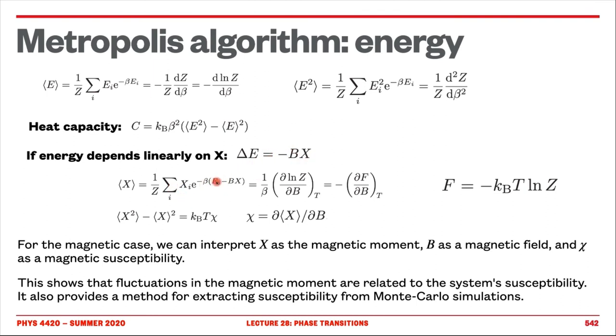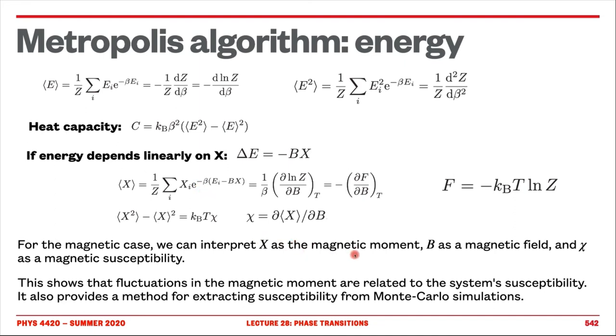So we have the energy we had before corrected by BX. And one more time, we can use the formulation that we have from the partition function. And we see that this particular term is equal to the derivative of the Helmholtz free energy that we calculated before. And the same thing for the magnetic susceptibility, which can be obtained in a manner similar to how we calculated the heat capacity.